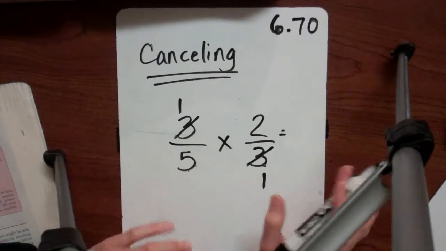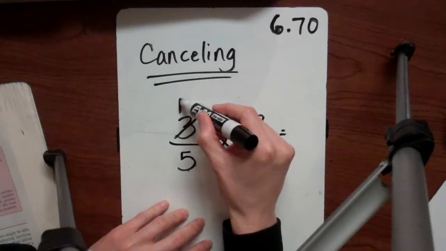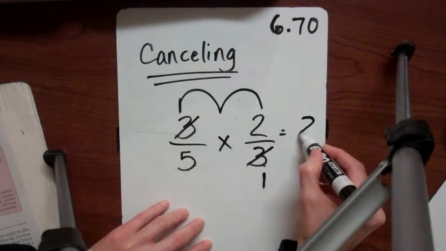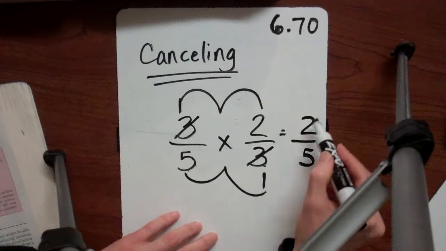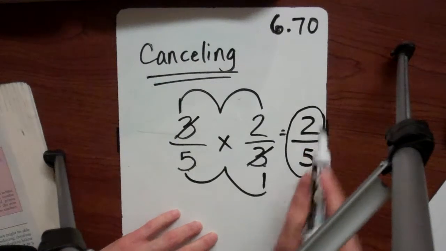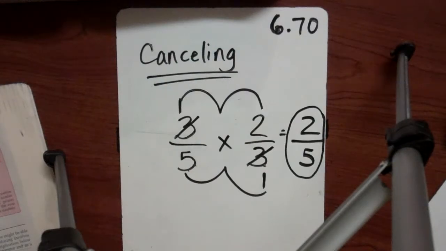So now we work the problem now that we've canceled out everything. So now I go 1 times 2 is 2, and 5 times 1 is 5. And hopefully you see that's the same answer we got first, but we reduced first instead of at the end. Let's do another one.